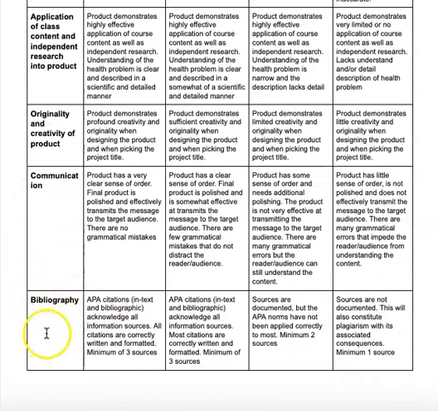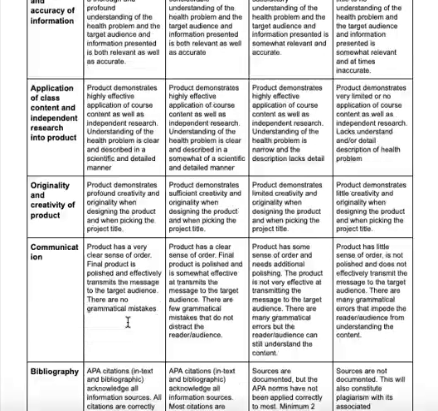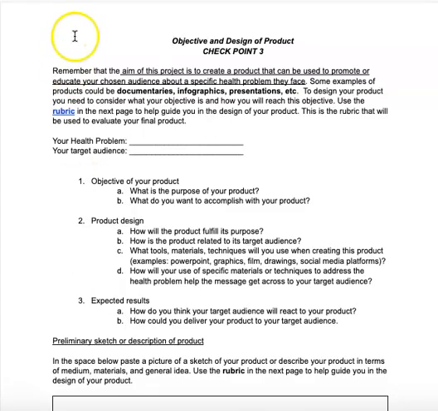And finally, your bibliography, which are the three sources you will be using in APA citation, both in text, within the text, and in a bibliography page. So hopefully that makes sense. Let me know if you have any questions.